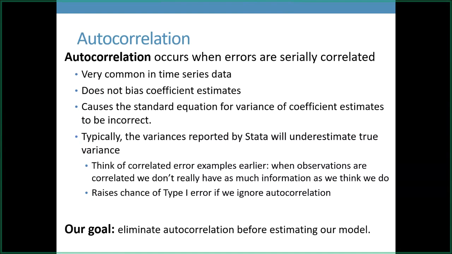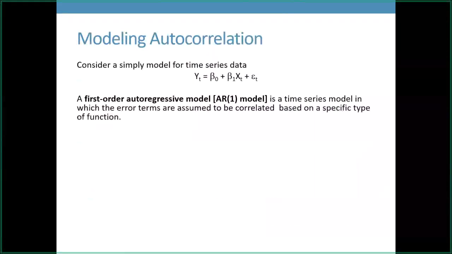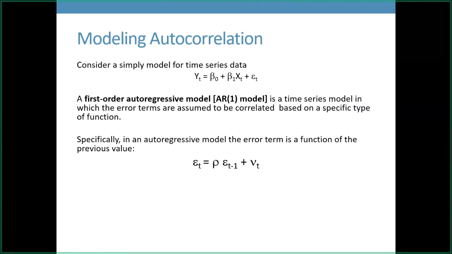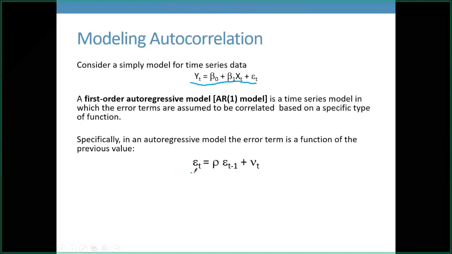And so kind of a goal of time series data is to remove autocorrelation before estimating the model so that you can get consistent standard errors. The classic model for autocorrelation is this second equation down here, which is that you're estimating the top equation, but your errors take the form of the bottom equation.